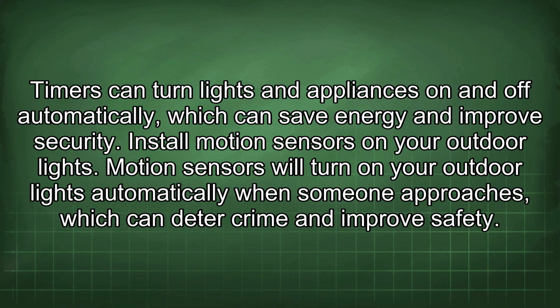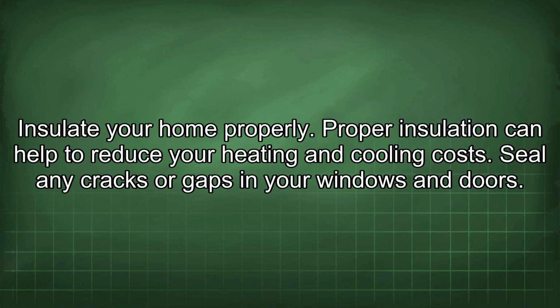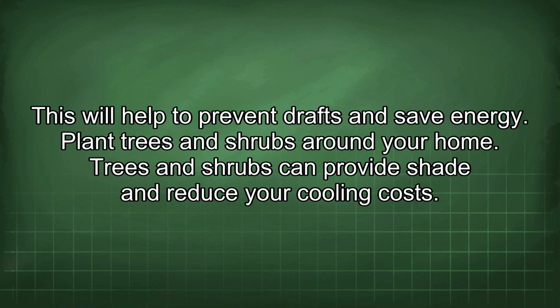Install motion sensors on your outdoor lights. Motion sensors will turn on your outdoor lights automatically when someone approaches, which can deter crime and improve safety. Insulate your home properly. Proper insulation can help to reduce your heating and cooling costs. Seal any cracks or gaps in your windows and doors. This will help to prevent drafts and save energy.